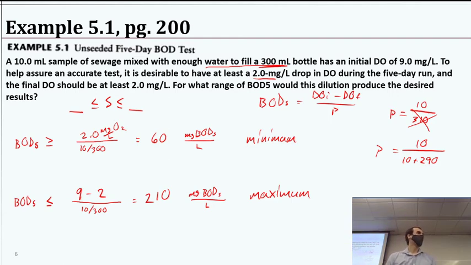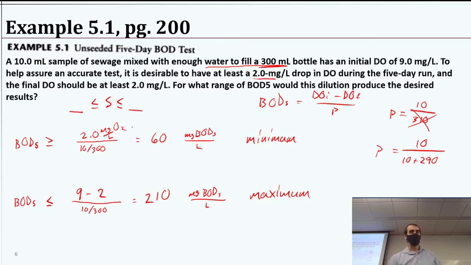That second part, like in the final DO, should be at least 2 milligrams per liter. Is that like go with what it said before? Like, is that how you need to write this too? So the question here is about this last part, the final DO should be at least 2 milligrams per liter. And you're asking, does that go with the one above it? Yeah, because if I will have at least a 2 milligram drop, that's how you got that first one. Mm-hmm. So like the second part of it.